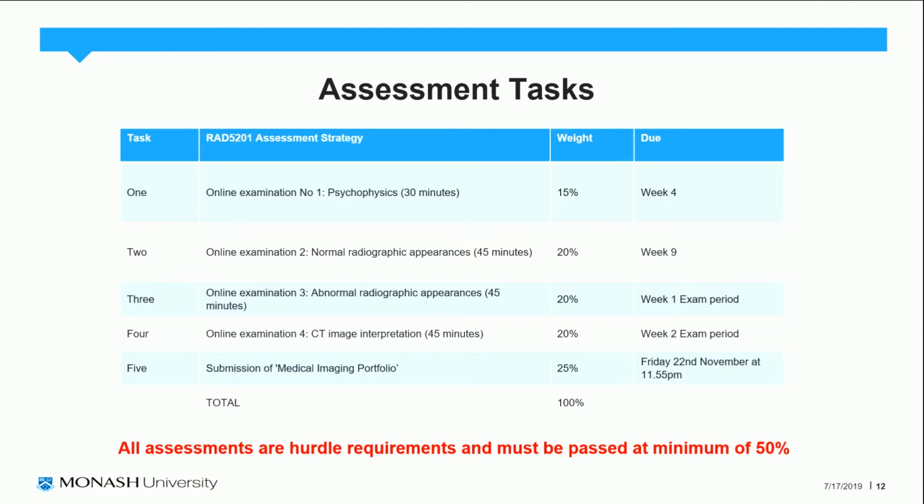Please remember that all assessments are hurdle requirements, so it means that you need to pass those assessments at a minimum of 50%. However, if you fail the first time, you will have an additional opportunity to undertake a second assessment, but that will be capped at 50%.